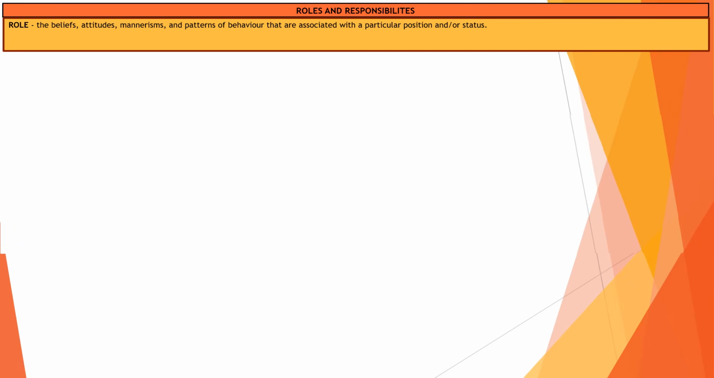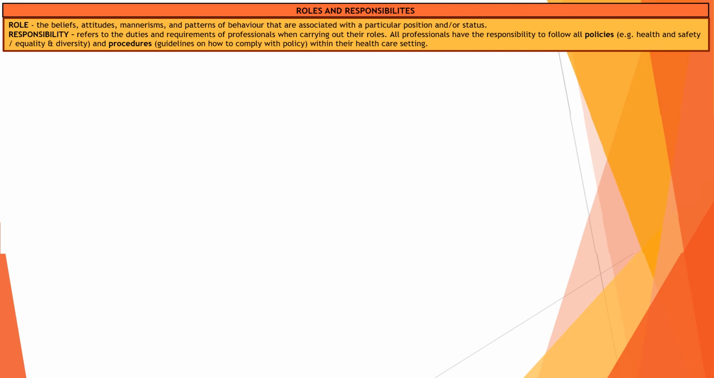So the first thing about this is roles. What is a role? Essentially a role is the beliefs, the attitudes, the mannerisms, the patterns of behaviour you would associate with a particular job, position or status. Responsibility refers to often the duties, the requirements of a professional in carrying out their role. All professionals will have responsibilities they follow, and there will be particular social policies or procedures within an organisation such as health and safety, equality and diversity, which all professionals will have to comply with, no matter what profession, field or specialism they hold. But that will be something I will talk about in a separate video.